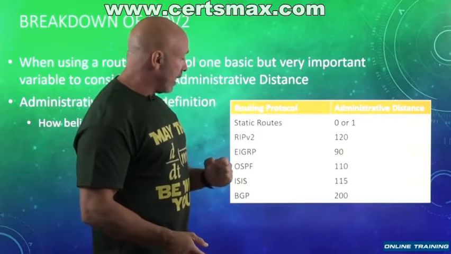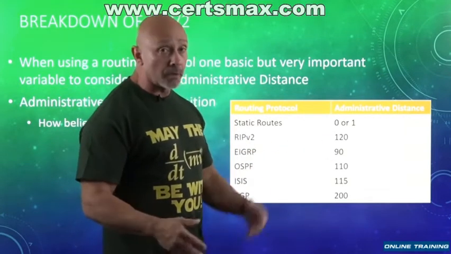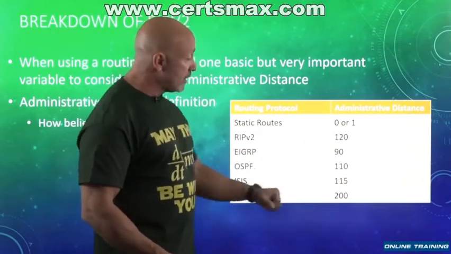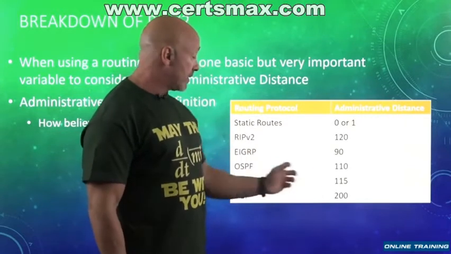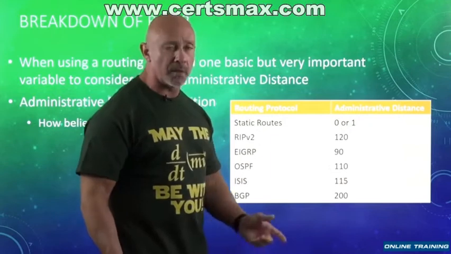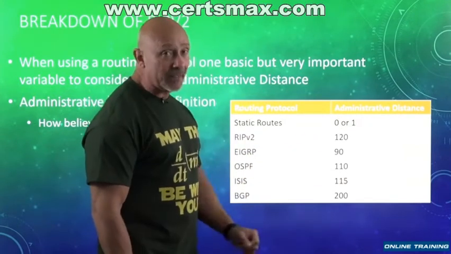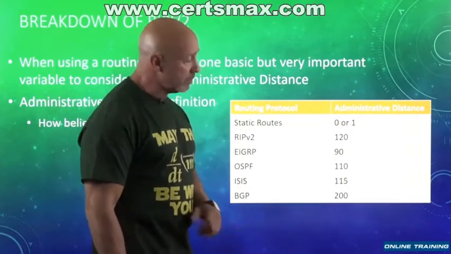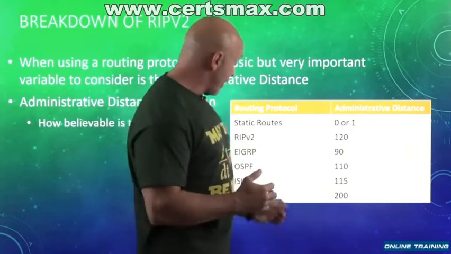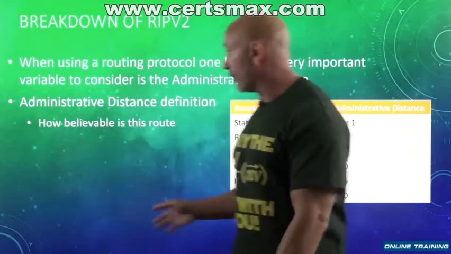If you have no static routes, and you're using the routing protocol RIP version 2 or RIPng or just RIP, it's 120. It has the highest one, except for obviously BGP, which is 200, or external EIGRP, which is 170, I believe. But RIP version 2 is 120. EIGRP is 90, low, right? And OSPF is 110. And then you have IS-IS, which is 115, and of course BGP 200. You can look at that right there, okay?